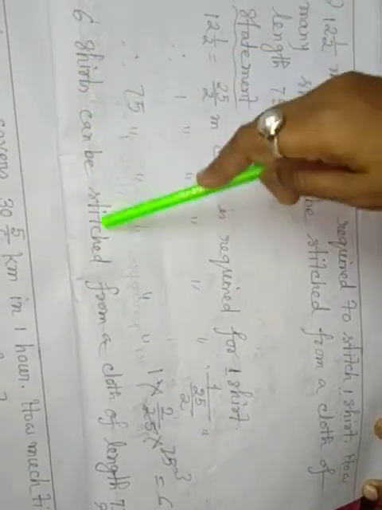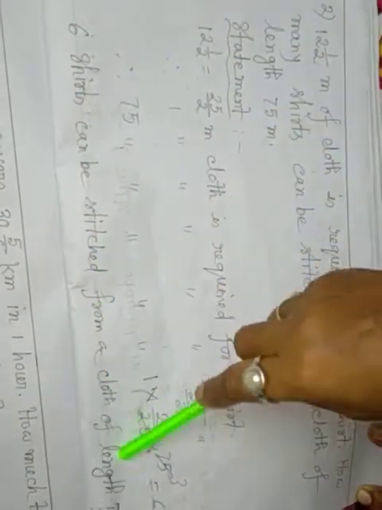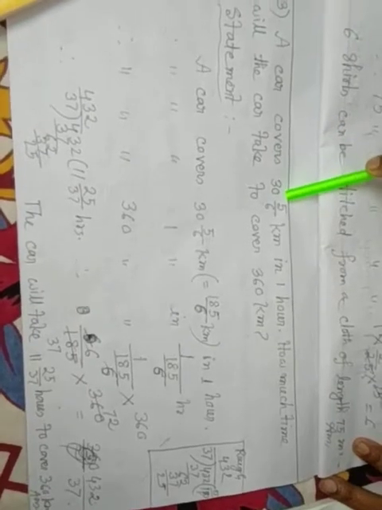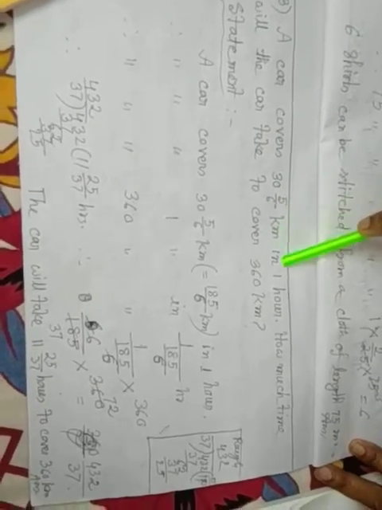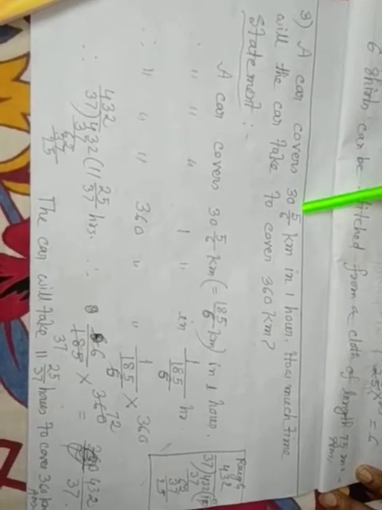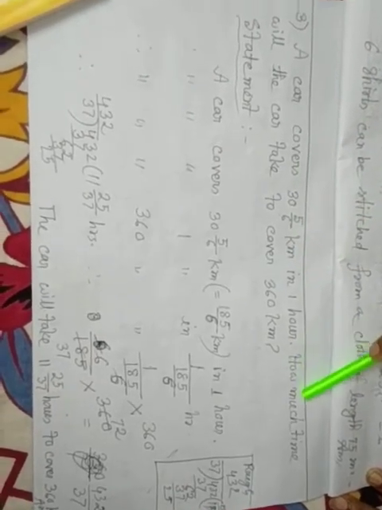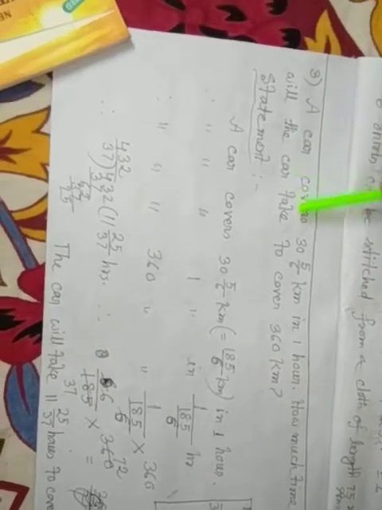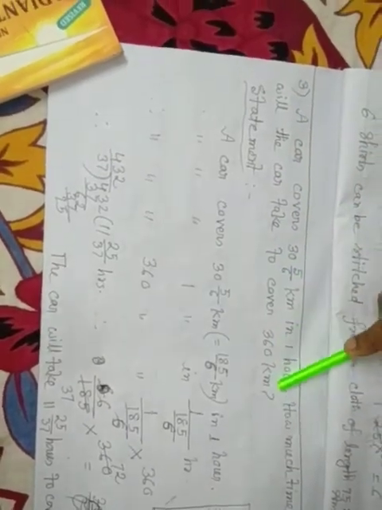6 shirts can be stitched from a cloth of length 75 meters. Answer: 3 number. A car covers 35 by 6 kilometers in 1 hour. In 1 hour a car can go 35 by 6 kilometers. How much time will the car take to cover 360 kilometers?